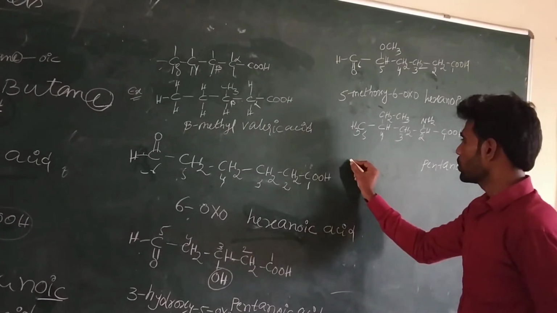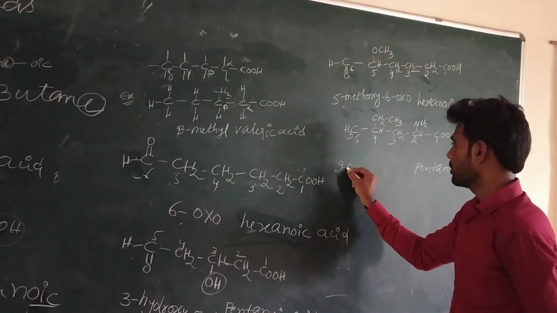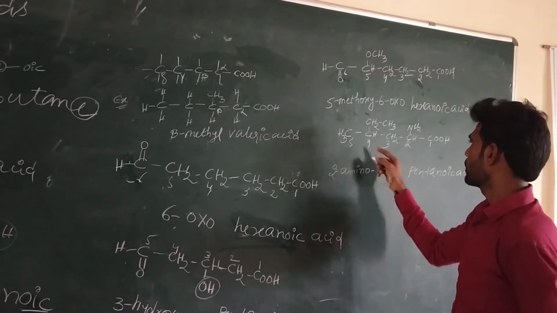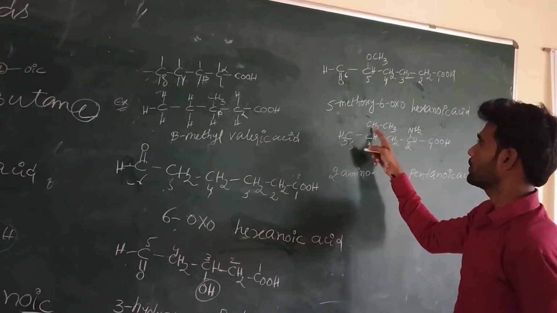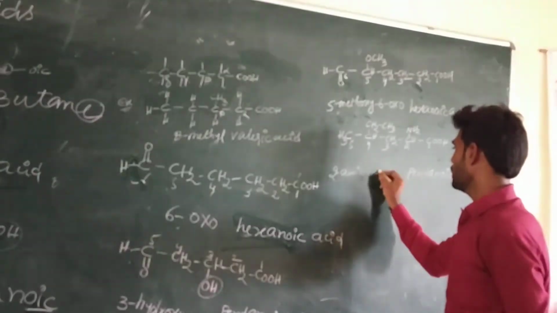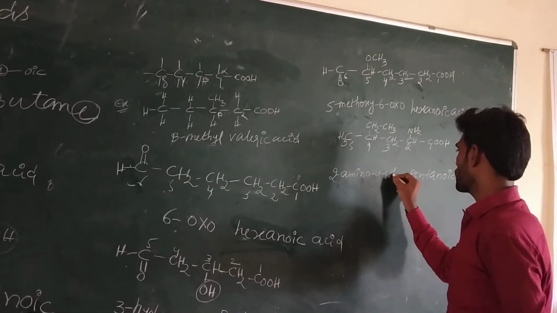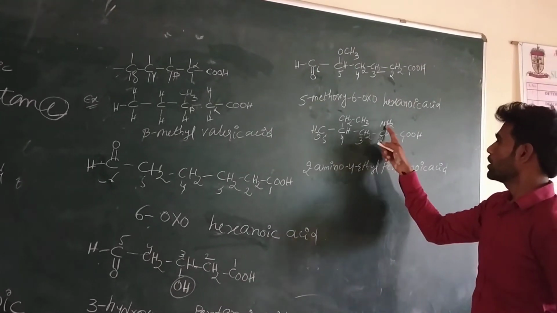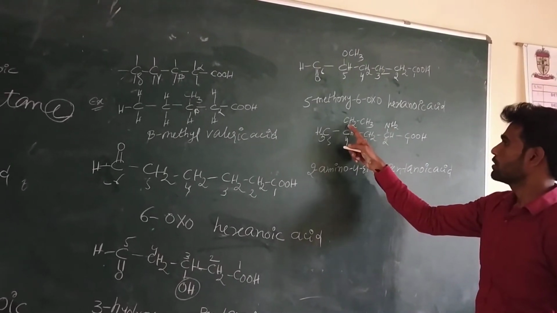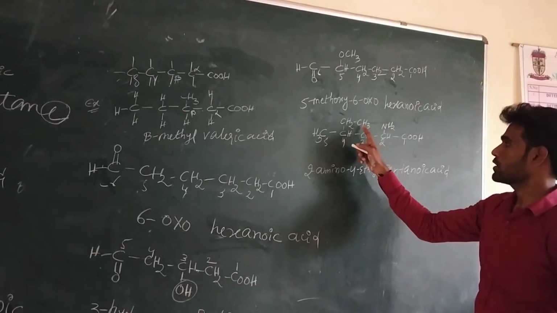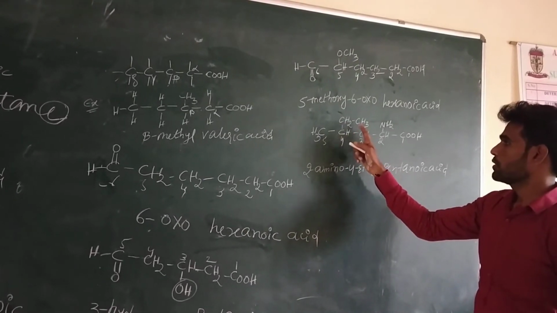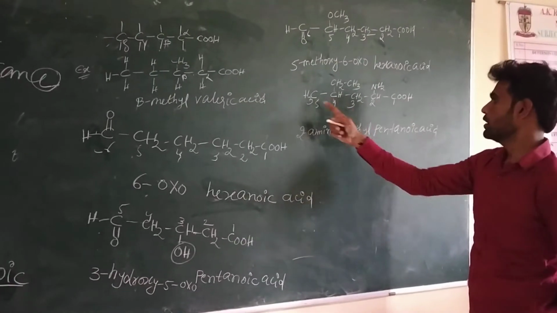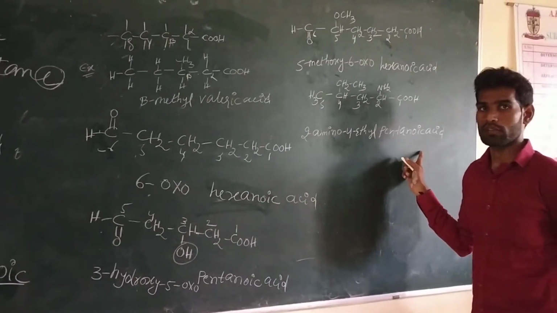That is 2-amino, 4-ethyl pentanoic acid. 2-amino, 4-ethyl, CH2CH3, it is an ethyl functional group. So that's why 2-amino, 4-ethyl, totally it is a pentanoic acid. Now see.